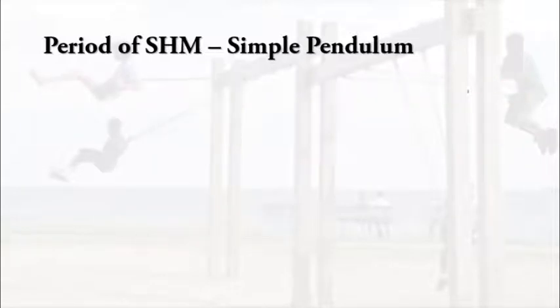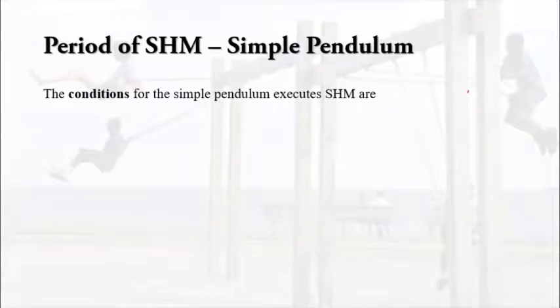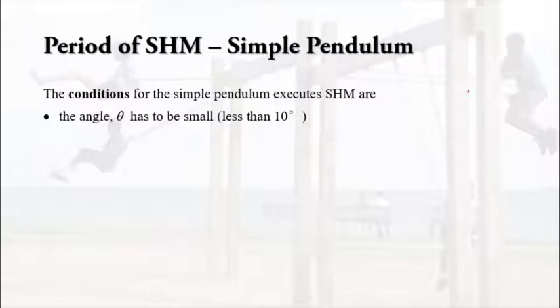So in order for the simple pendulums to execute simple harmonic motions, there are three conditions. First, as we said just now, the angle has to be small. Okay, it has to be small. Usually we take it less than 10 degrees. And the string has to be inelastic and light.